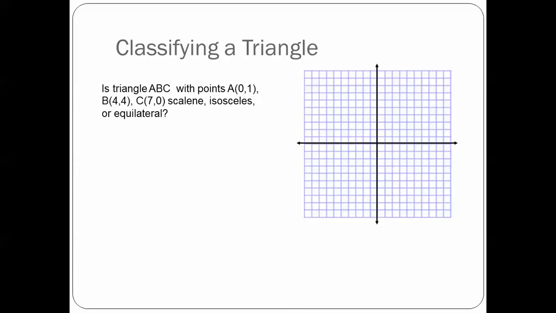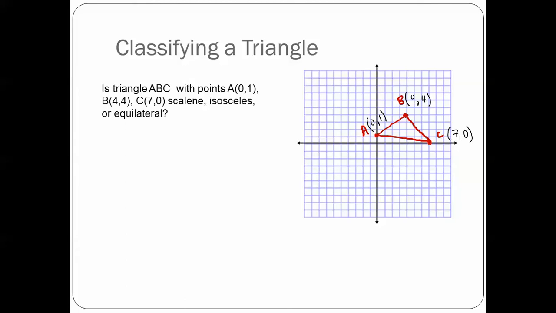In our first example, we're going to plot a triangle in the coordinate plane and determine if it's scalene, isosceles, or equilateral. So our first job is to plot the points A, B, and C. Remember, these are ways to describe the triangle in terms of its side lengths. Scalene means the three sides are all different lengths. Isosceles means you have two sides that are the same length, and equilateral, all three sides are the same length.